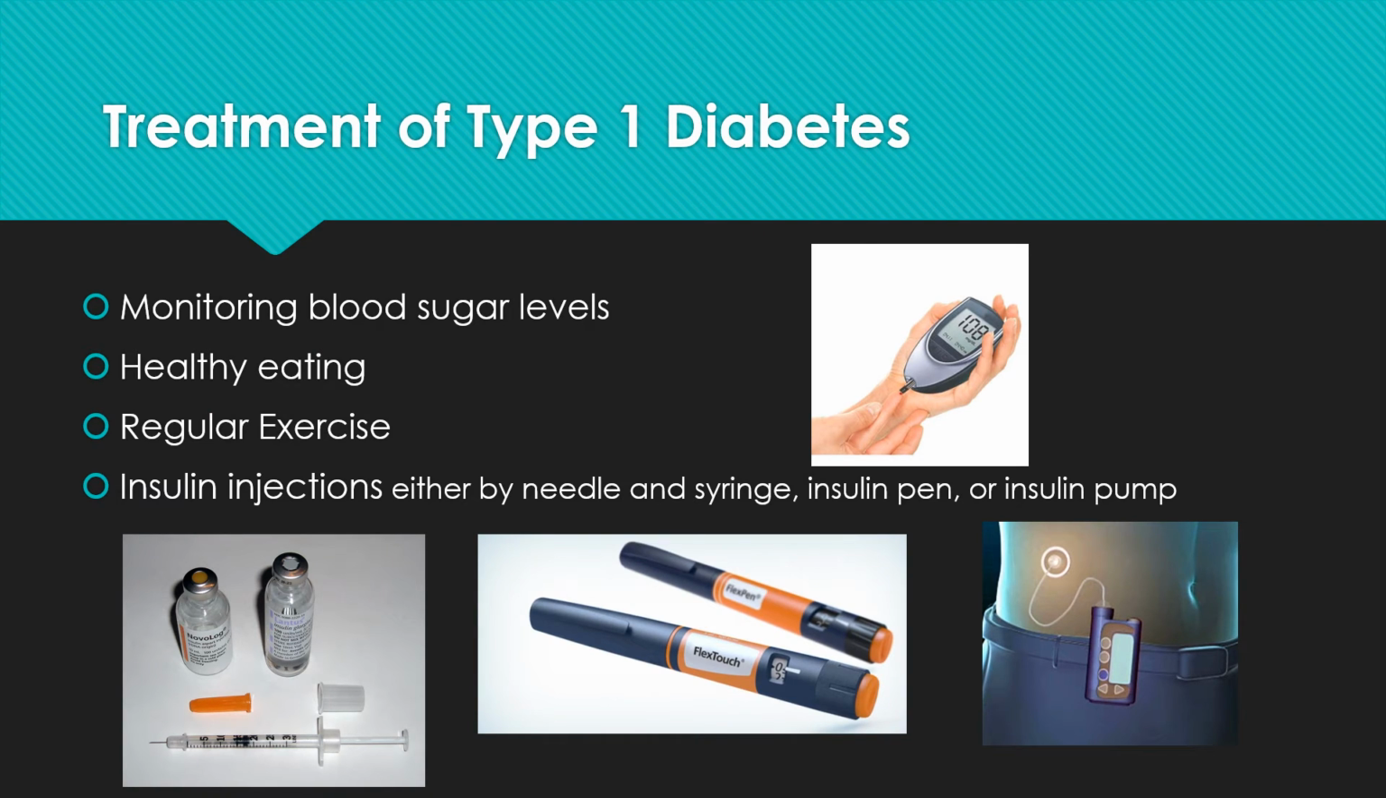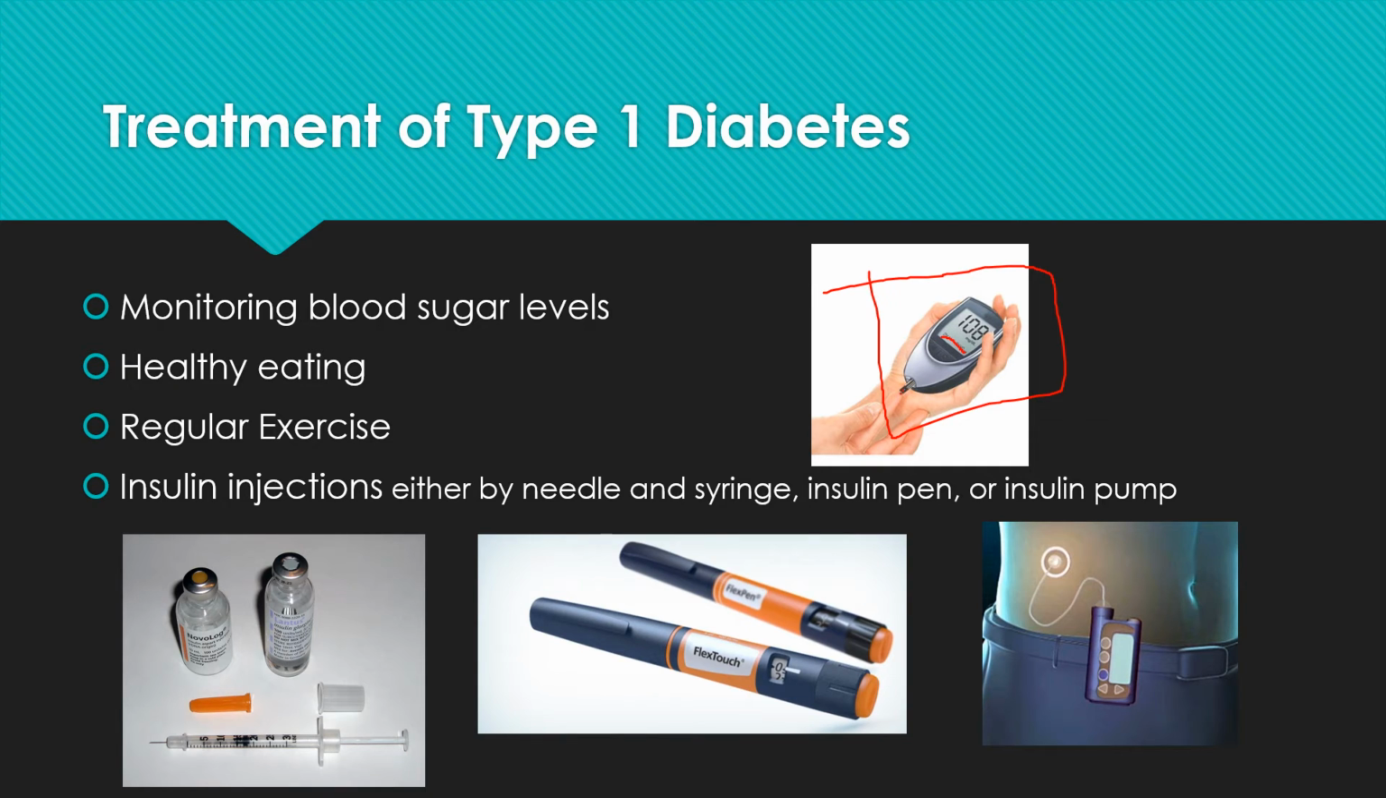Treatment of type 1 diabetes starts off with monitoring your blood sugar level. So here we have a blood sugar monitor. So you prick your finger and put a small drop of blood on the monitor, and it reads out and tells you what your blood sugar level is.